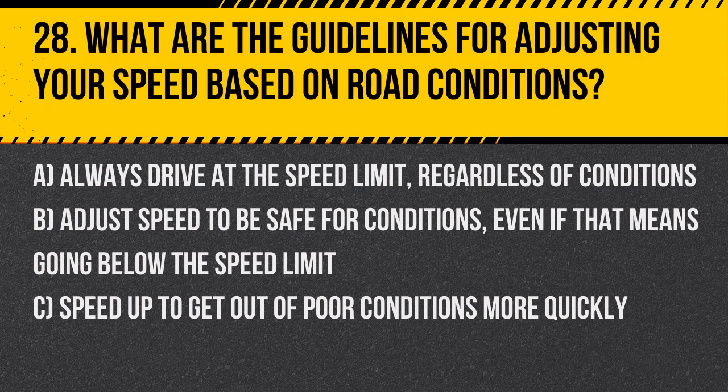Question 28. What are the guidelines for adjusting your speed based on road conditions? A. Always drive at the speed limit, regardless of conditions. B. Adjust speed to be safe for conditions, even if that means going below the speed limit. C. Speed up to get out of poor conditions more quickly. Answer: B. Adjust speed to be safe for conditions, even if that means going below the speed limit. Safety requires adjusting speed to match road conditions, such as weather or traffic.